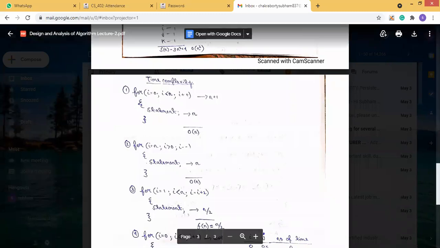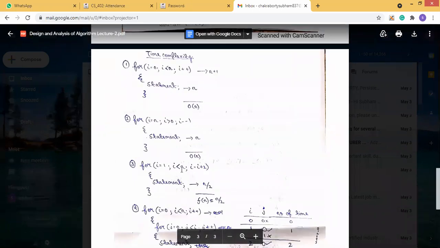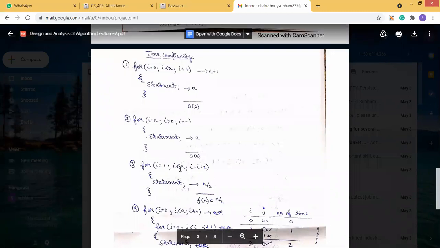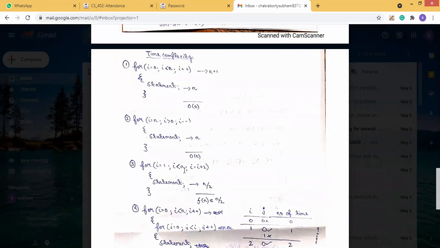Same as that, in this case, you can see for i equal to 1, i less than or equal to n, i equal to i plus 2. And inside this loop there is a statement, and this statement will be executed n by 2 times. How? If we put some value of n, like n as 5: 1 less than or equal to 5, so the statement will be executed. Then i will be i plus 2, so i will be 3. 3 less than or equal to 5.